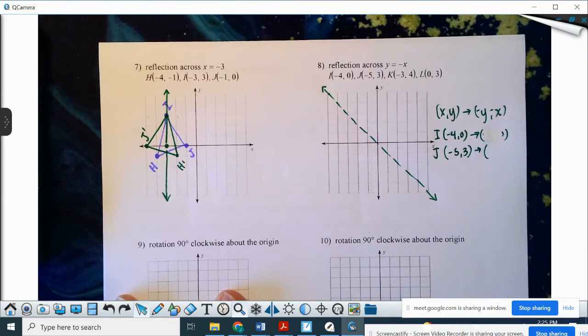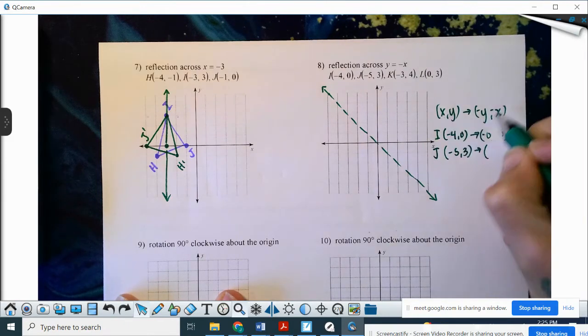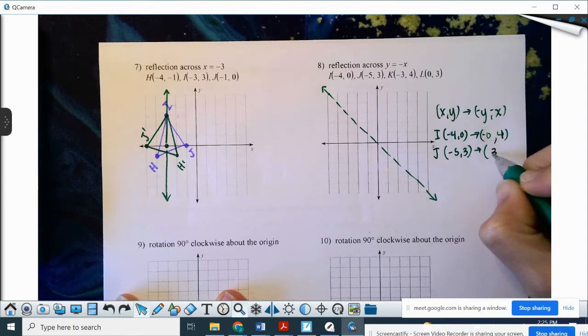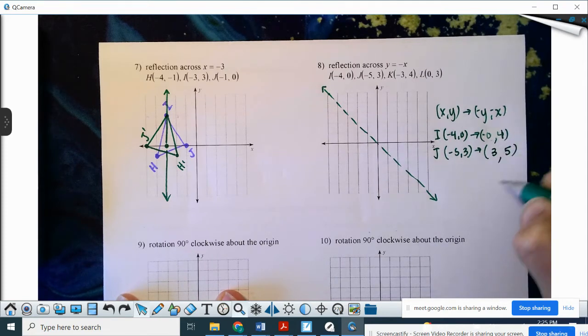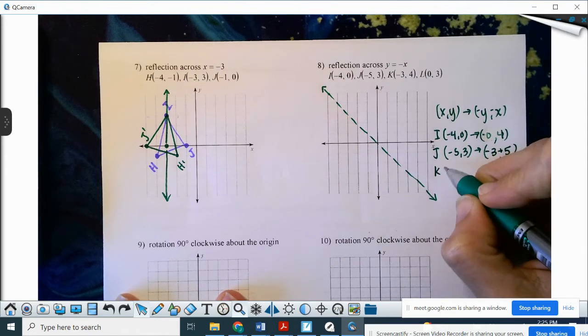Close, but no dice. So y comes to the front, so it becomes negative 0. X goes to the back, and it becomes positive 4 because it's the opposite. So we're going to flip them, 3 and 5, and then they become opposite signs. So it's a negative, and then 5 is going to become a positive because it was negative. K is negative 3, 4.